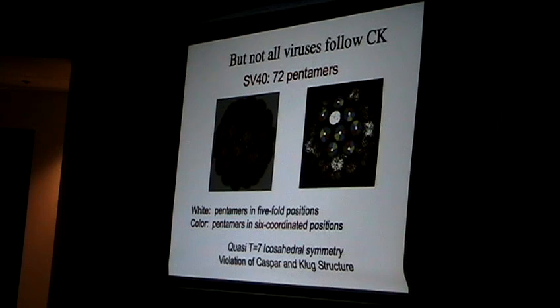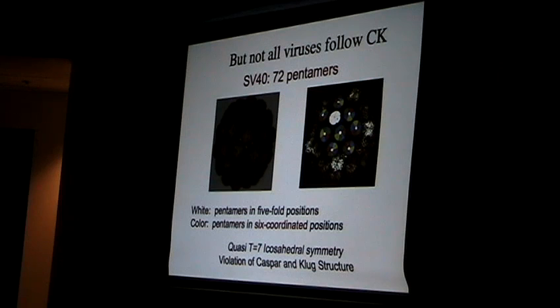Okay, this is another virus. It's called polyoma. Polyoma has 72 pentamers. This is a violation of what I told you about the Caspar-Klug rule. So the white pentamers here are pentamers in five-fold positions, so this has five neighbors. But the colored ones are pentamers sitting in the six-fold positions. So this is a violation of the Caspar-Klug structure.